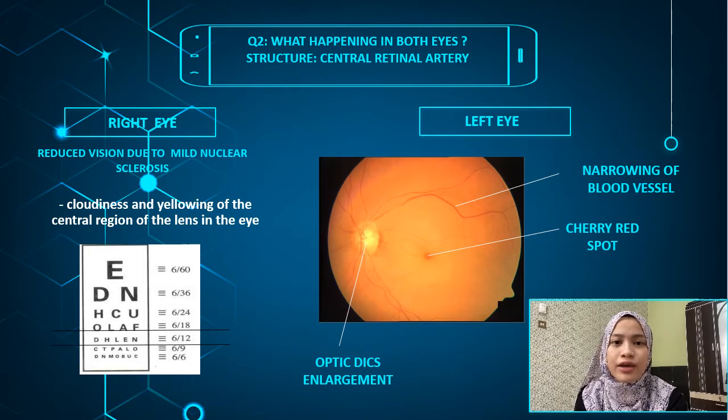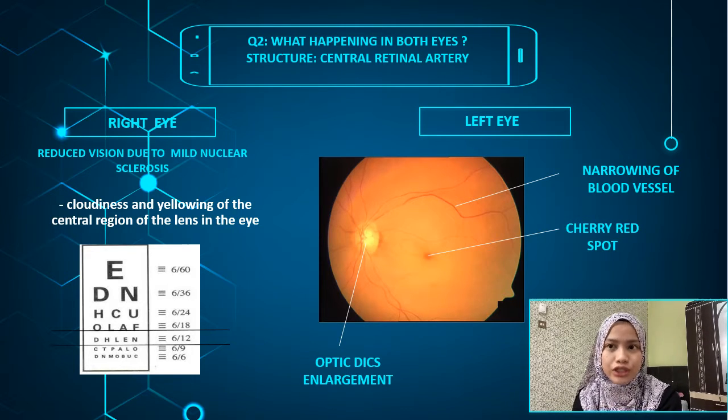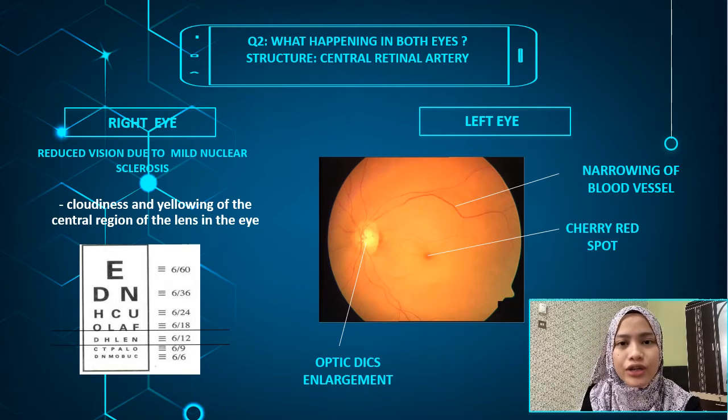For the right eye, most of the tests show a positive result, only that there is a reduced vision of the patient, which is 6/12, due to the mild nuclear sclerosis, which is common among elderly. For the left eye, we can see that there is an enlargement of the optic disc from the normal size. The swollen optic disc may be due to the increase of intraocular pressure in the eye because of the low mean blood pressure in the retina, optic nerve, and choroid.